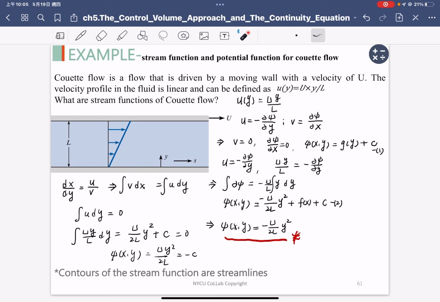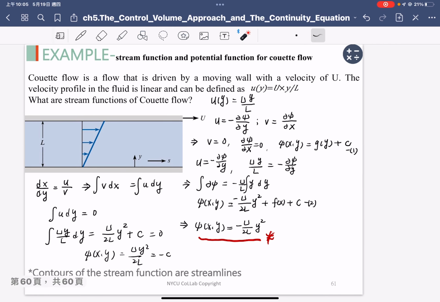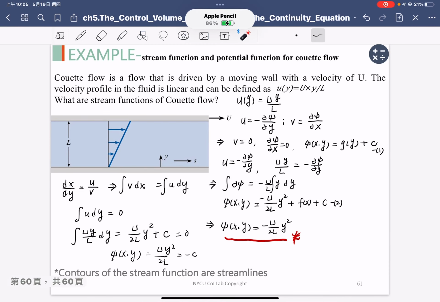Okay, so in this chapter 5, I taught you how we can determine the stream function by the definition: u is equal to minus dpsi/dy, and the v velocity is dpsi/dx. Okay, so today we finish chapter 5.